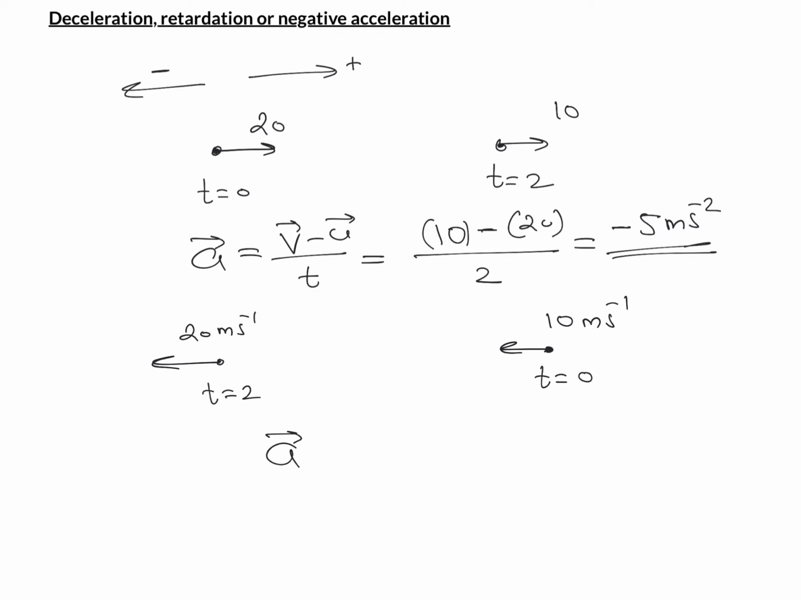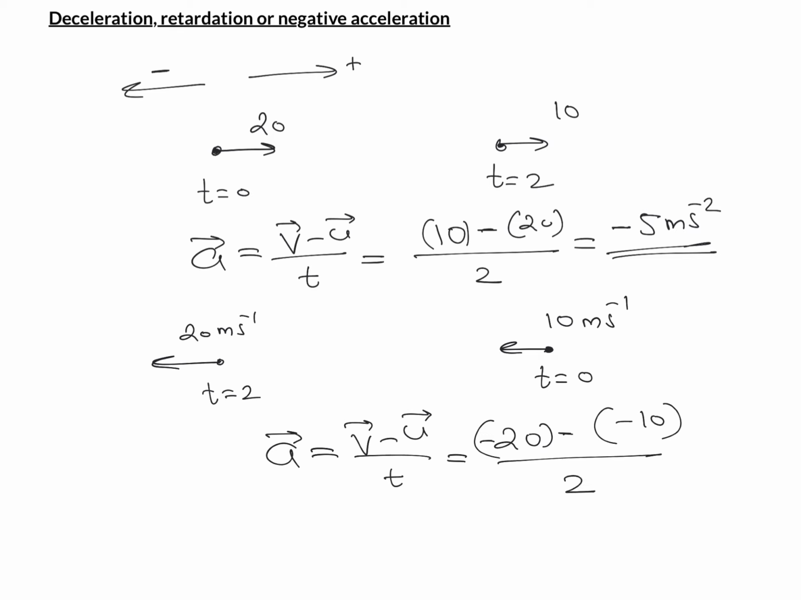In this situation, if I am finding out the value of acceleration by using the same equation, v vector minus u vector divided by time, the value of final velocity is minus 20 minus the value of initial velocity, which is minus 10, divided by time taken, which is nothing but 2. So I'll get the value as minus 10 divided by 2, which is equal to minus 5 meter per second square. So in both situations we are getting a negative acceleration, but in one situation speed is increasing and in the other situation speed is decreasing.